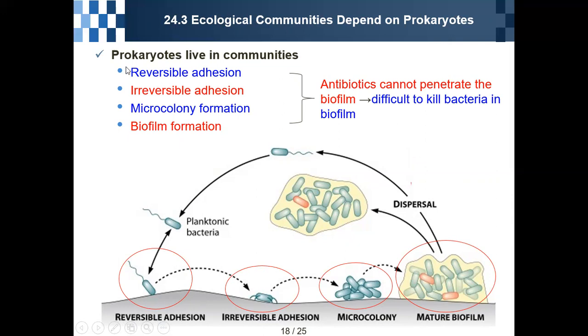This is why prokaryotes form a community. For example, antibiotics can kill this one, this one, this one, and this one, but they cannot kill them after they make the biofilm like this.